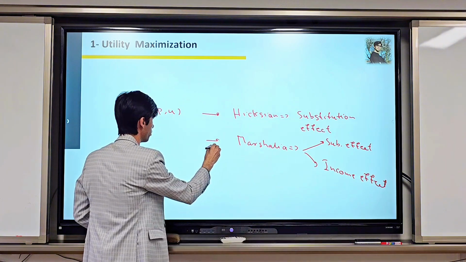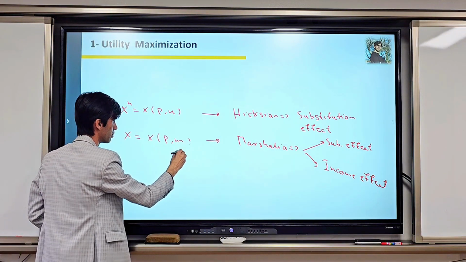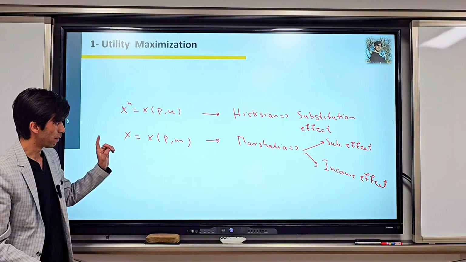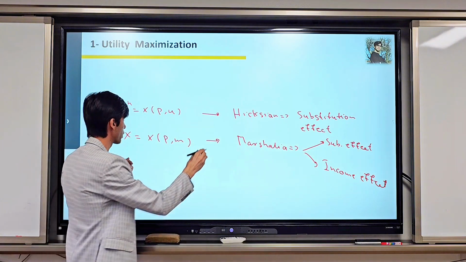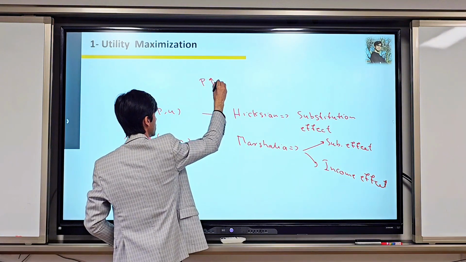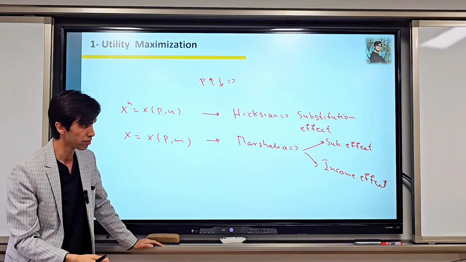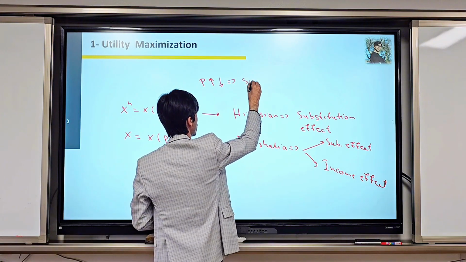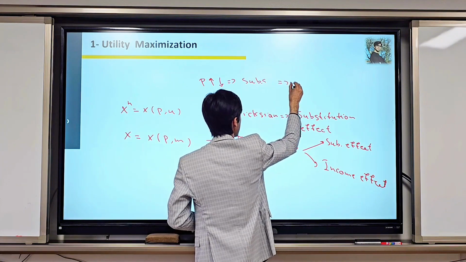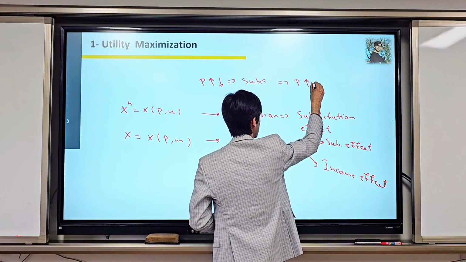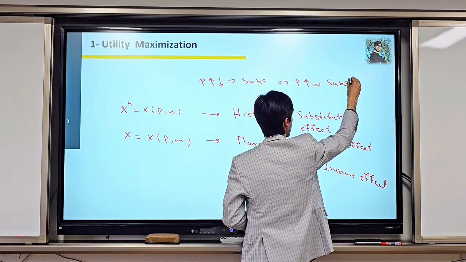Why does it show both of them? Because the Marshallian demand function x is a function of p and m. When we think about the substitution effect, what does it mean? It means when the price of something increases or decreases, we will move to the substitute option. For example, in case of a price increase, when the price of this good increases, we will buy more of the substitute good.